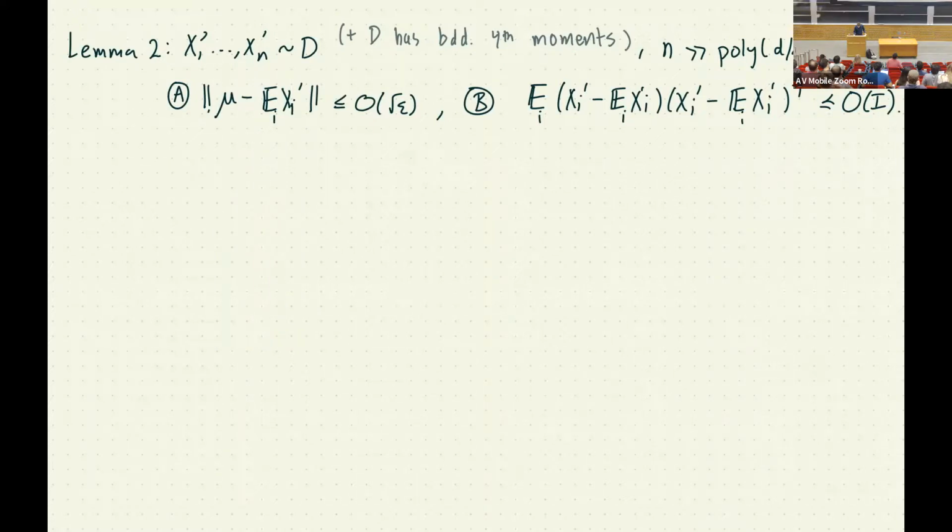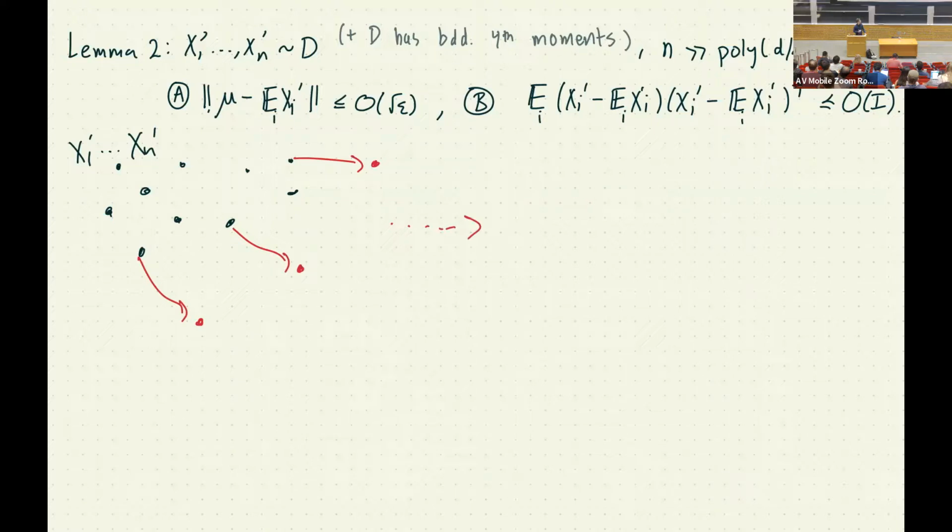Actually, let's draw a picture. So first, x1 through xn prime, these nice samples, get drawn. And then the adversary corrupts some of them. So maybe the adversary moves this one over here, and this one over here, and this one over here. And the adversary is sort of trying to pull the empirical mean maybe in this direction.